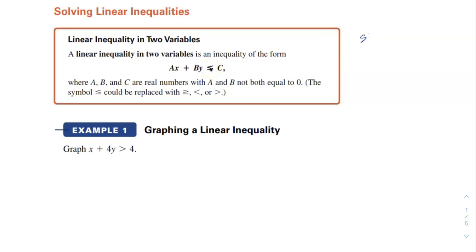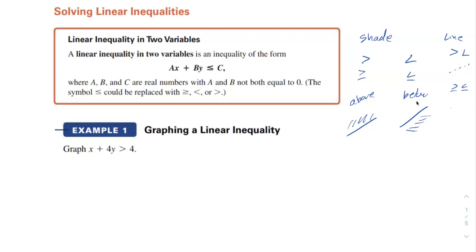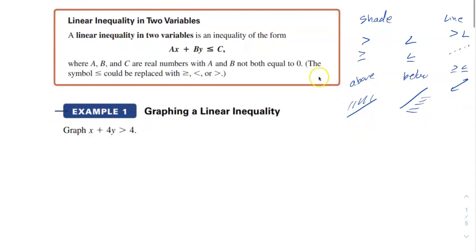First, when we shade, in general, if you have greater than, you want to be above the line, because you're greater than. If you have less than, you want to be below the line. Remember, our equation is the line. So if you're greater than the line, you're above it. If you're less than, you're below the line. Don't forget also how to make the line. If it's just greater than or less than, then it's a dashed line. If it's greater than or equal to, or less than or equal to, it's a solid line. You graph it normally.